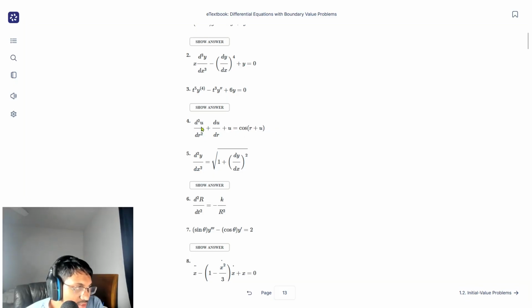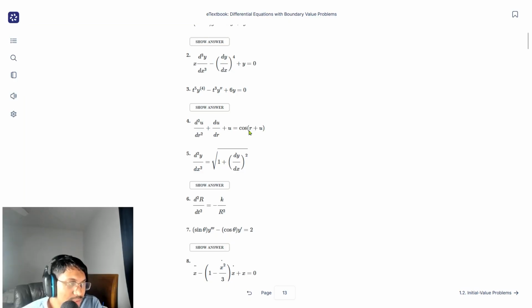So we see that this is a second order derivative of u with respect to r. So this is fine here. This is linear in terms of u. That's what we're looking for. This here, linear in terms of u. This here, linear in terms of u. But when we get to here, cosine of r plus u, right? Because the cosine function is utilizing the u value, this is no longer linear, right, in terms of u.